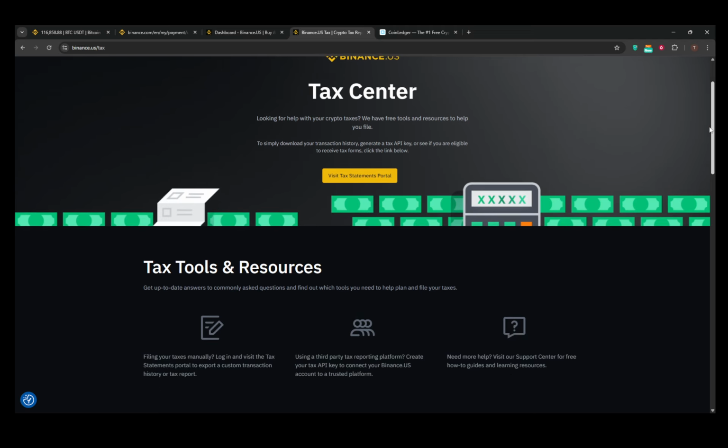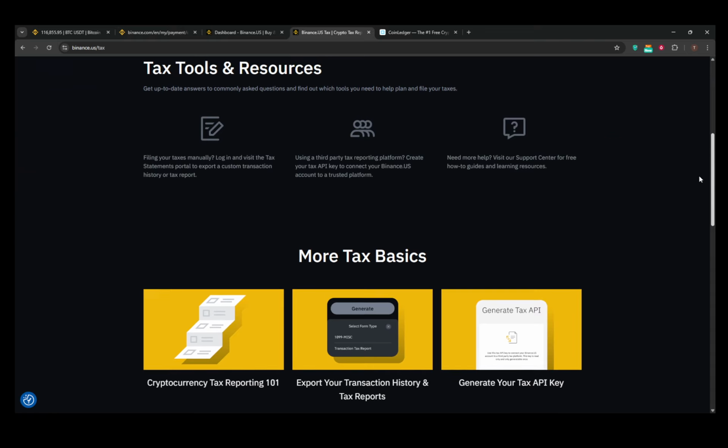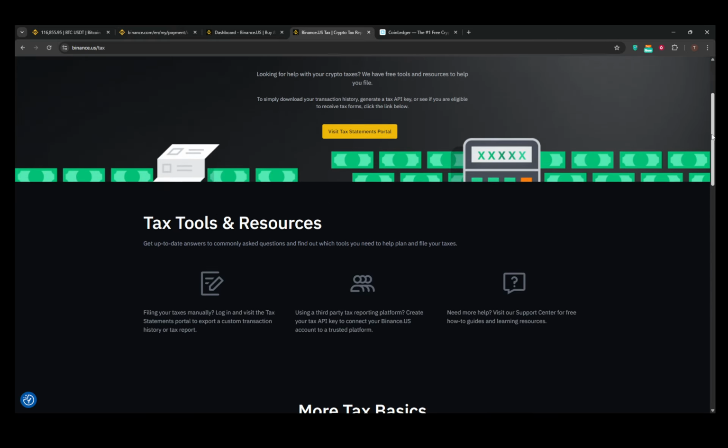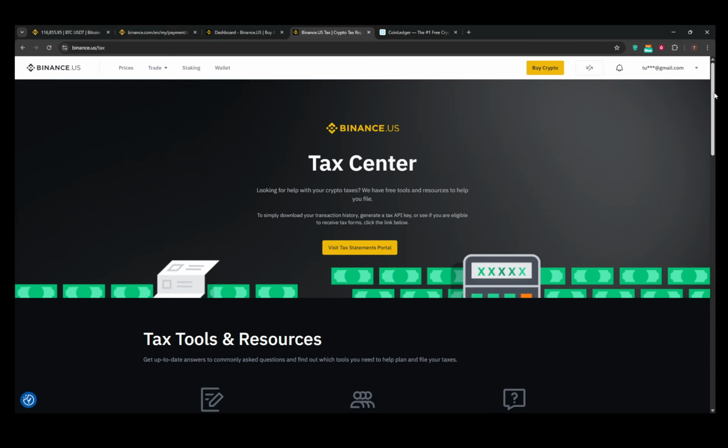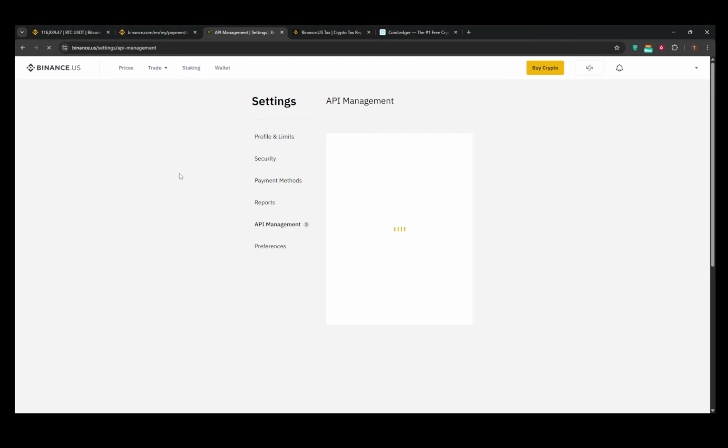Now, let's move on to accessing your transaction history, which is a critical step in ensuring accuracy in your tax reporting. Begin by logging into your Binance US account. Once there, navigate to the Tax Statements portal. Downloading your transaction history or generating a tax report is straightforward from this section. This detailed record will serve as the foundation for calculating your gains and losses, so make sure it's comprehensive and up to date.